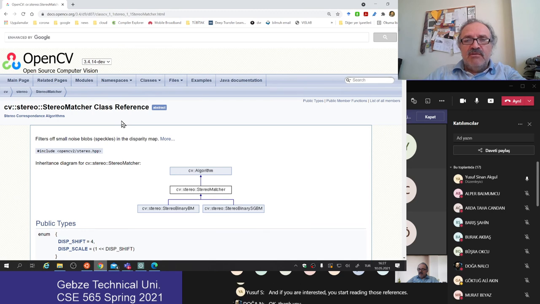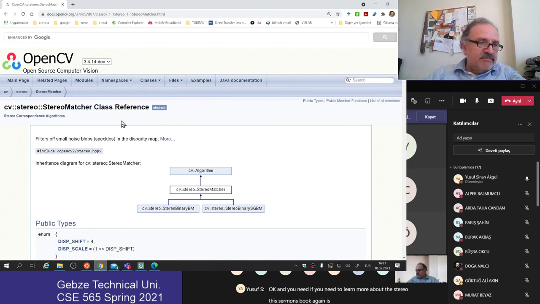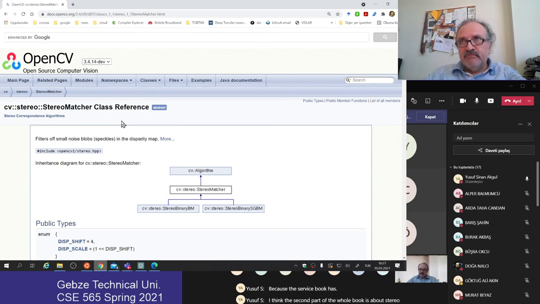And if you need to learn more about the stereo, Zisserman's book again is good because I think the second part of the whole book is about stereo. Of course, it doesn't talk about how to match images because matching has nothing to do with the geometry, but the geometry part of the stereo is interesting, of course.